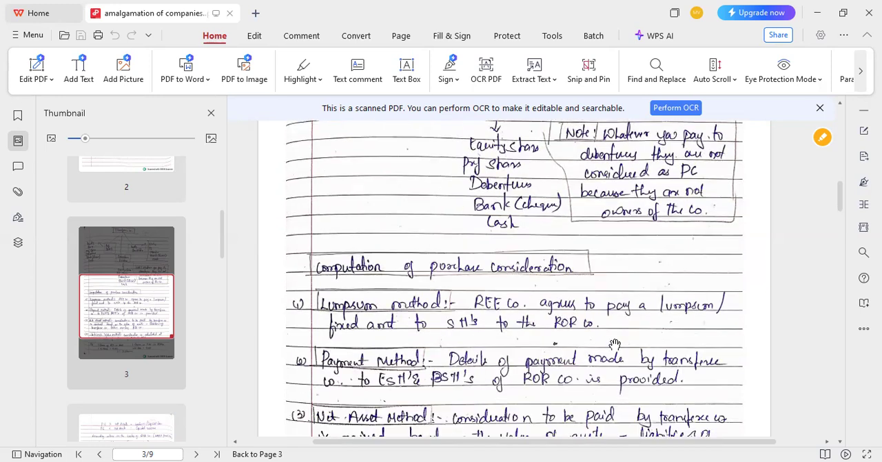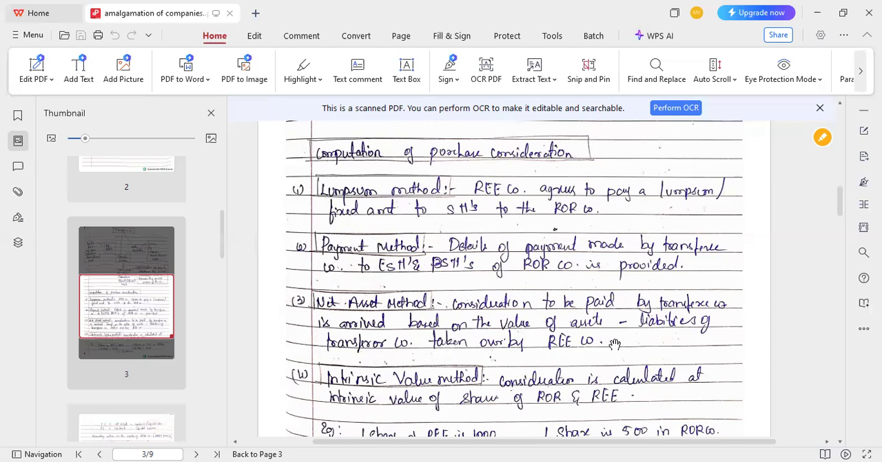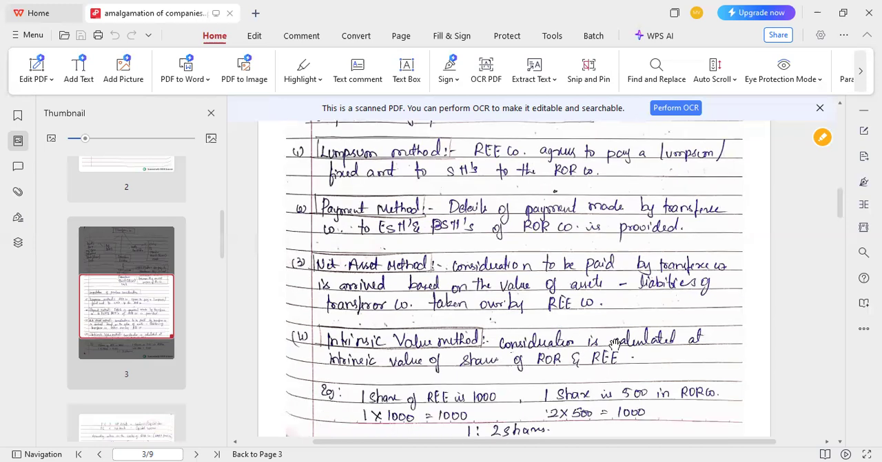All right. Okay. The next concept we have is computation of purchase consideration. The computation of purchase consideration comes in four different categories. They are lump sum method, net payment method, net asset method, and intrinsic value method. Now we'll go one by one.